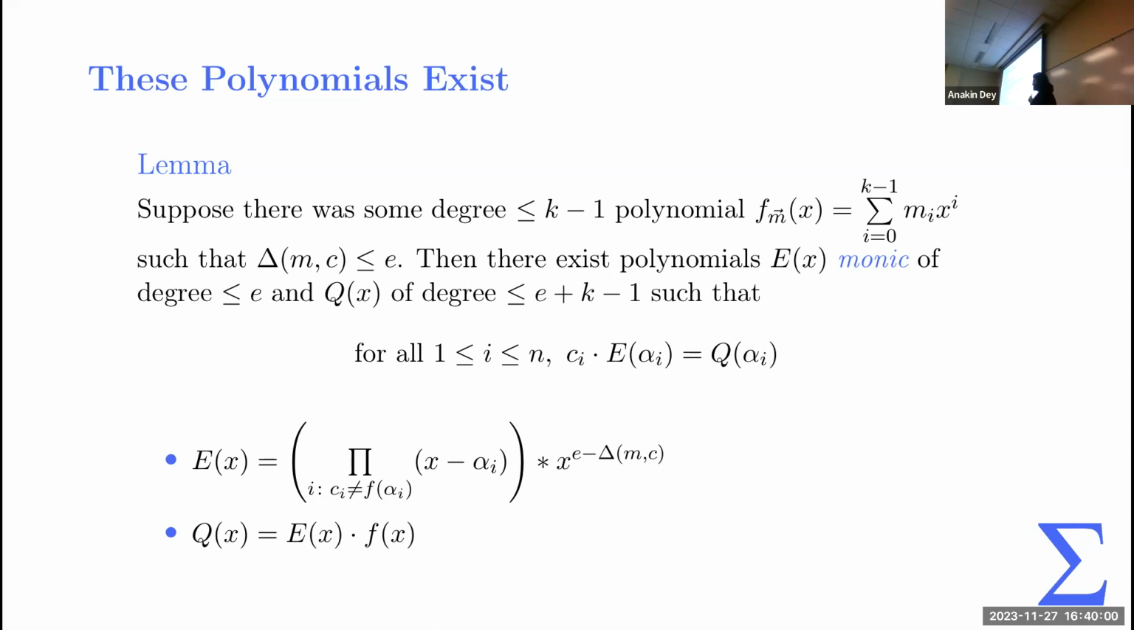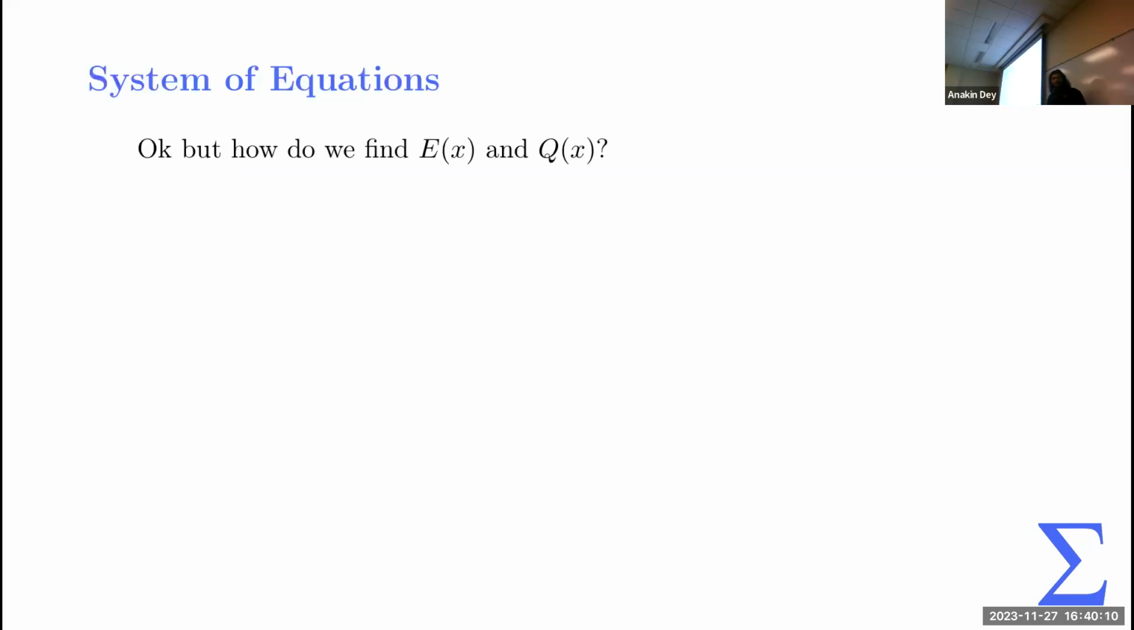I'm just trying to argue that these polynomials exist, because once we know they exist, we can solve for them and divide. But yeah, these polynomials exist is kind of the key takeaway. And now I want to find these polynomials. So how do we do that?